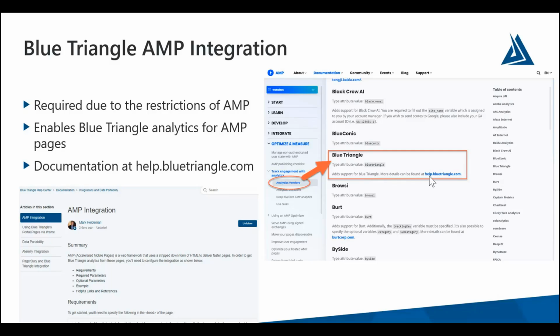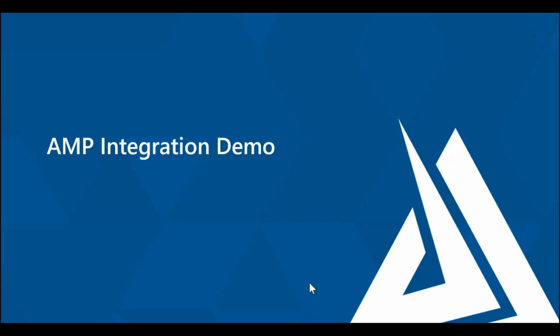It then links over to more information in our help center, and the documentation for the AMP integration is going to be in our help center at help.bluetriangle.com. What we're going to do now is run through this documentation. In addition to being documentation, it's also kind of a guide, and we're just going to follow along with a simple demo website and watch how the integration works. So let's get into the demo.